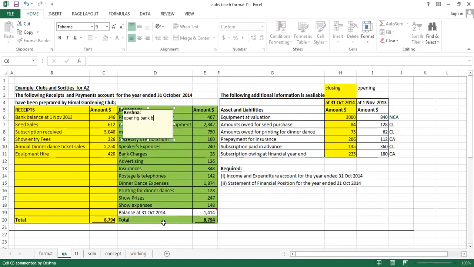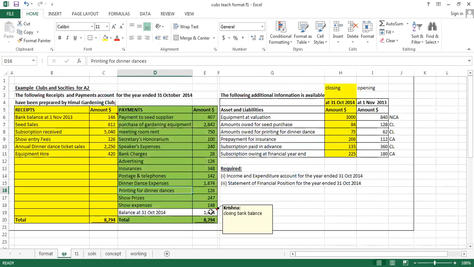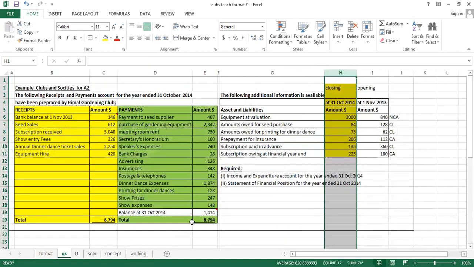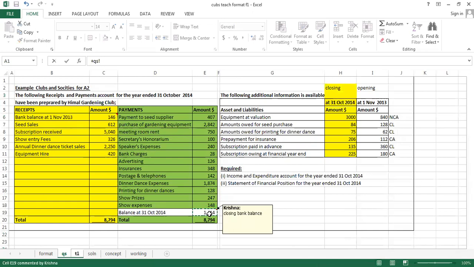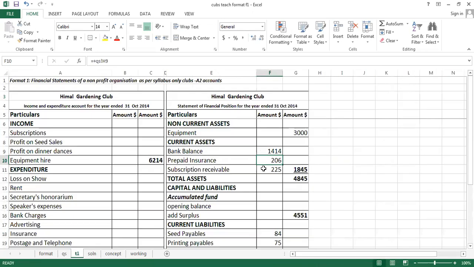Bank balance. So we need to place the closing bank balance because all the closing information you can see from here, closing informations are placed in the statement of financial position. So we're going to pull this 1414. Yeah, under the section of 1414. So 1414 placed out here. Now, if you add these three up, you will get total current asset as 1414 plus 206 plus 225.